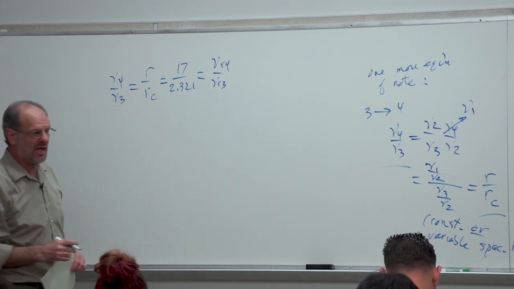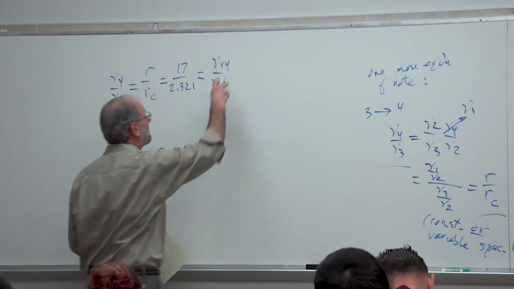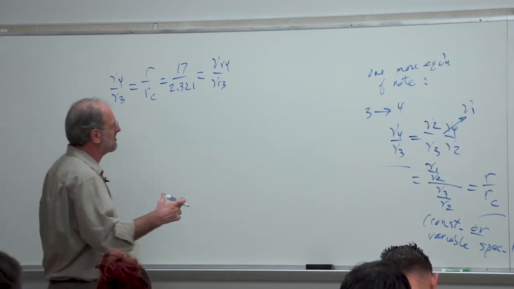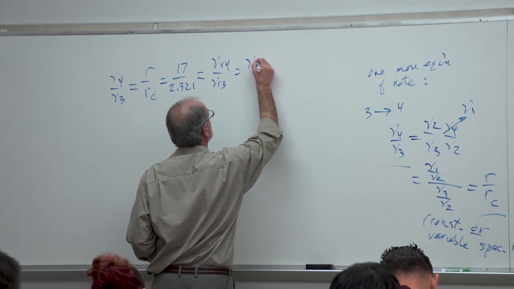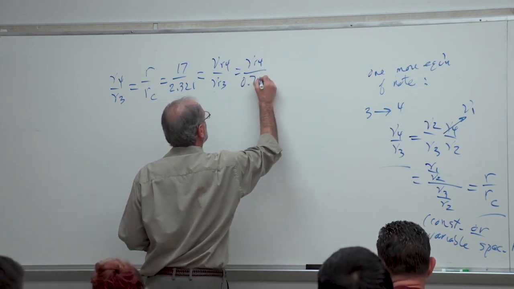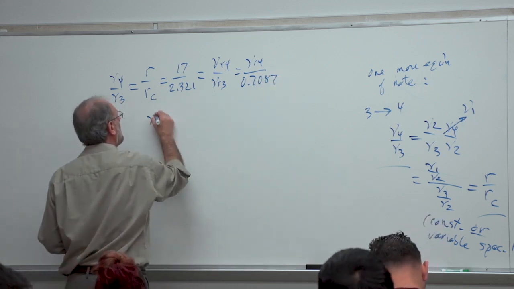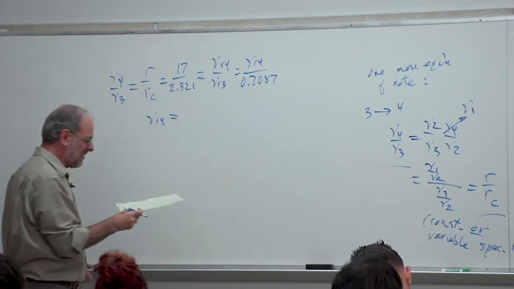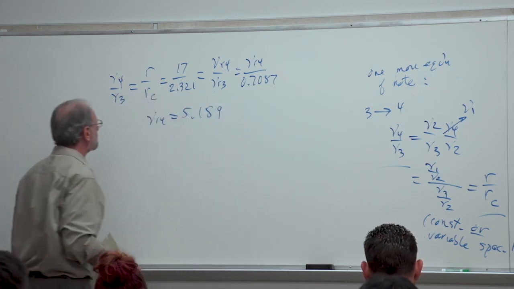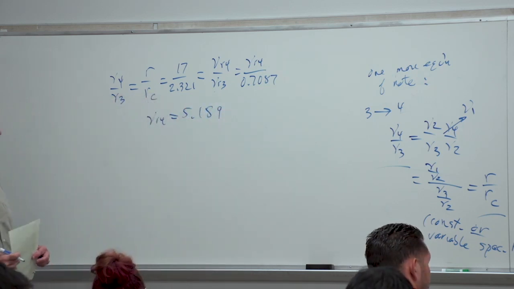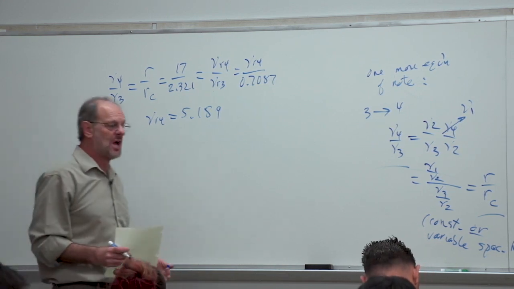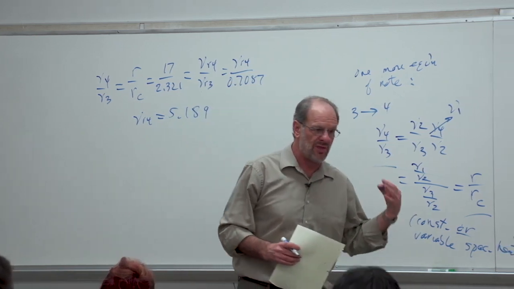That's really what I need to utilize here, because what I need is VR4 so that I can go into the table and look up the temperature and internal energy or enthalpy. So this is actually equal to VR4 over VR3, which we just found as 0.7087. And therefore, we can calculate VR4 as 5.189. Okay, so here's our relative specific volume. So this is actually how we're going to deal with the isentropic expansion as we go from 0.3 to 0.4.